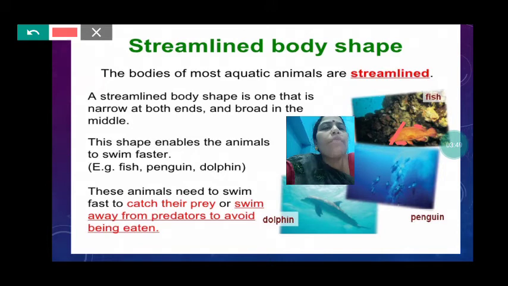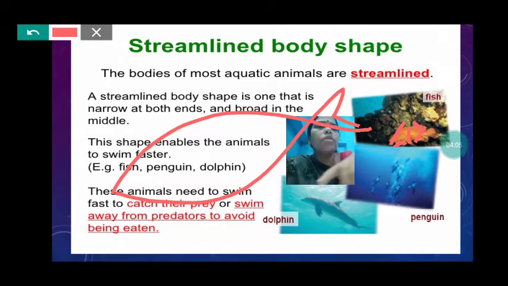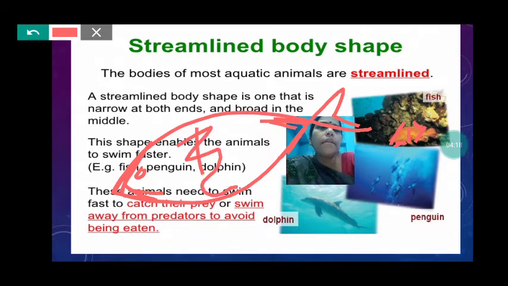A streamlined body shape is one that is narrow at both ends. Here you can see it is narrow at this end, narrow at this end, and broad in the middle. Let me explain it like this. At this end and at this end, it is narrow, and in the middle the body is broad. This type of body is a streamlined body.